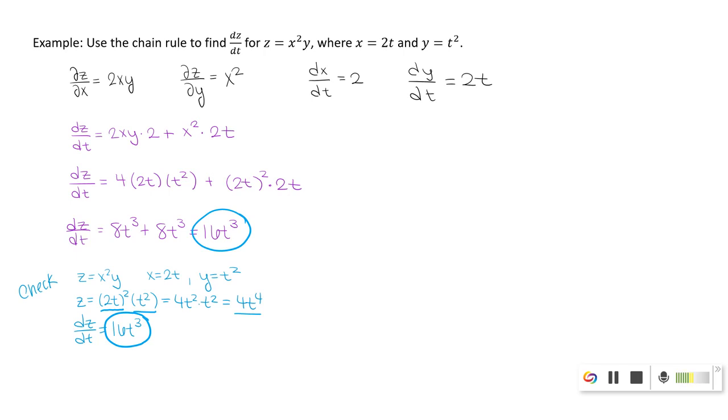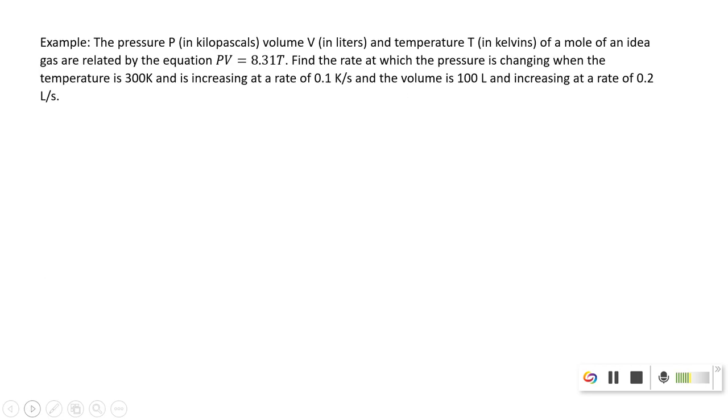Now in this case, I think the second method is a lot faster. So why are we talking about the chain rule? Well, it helps us solve certain applications, and we'll see some ways that we can use it to solve a couple of different types of problems. So let's start with an application.